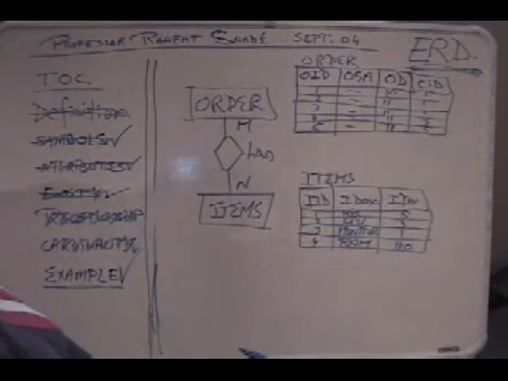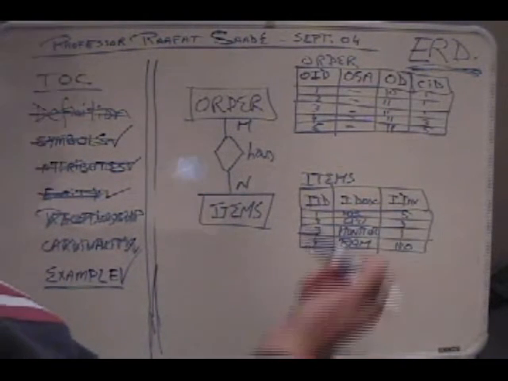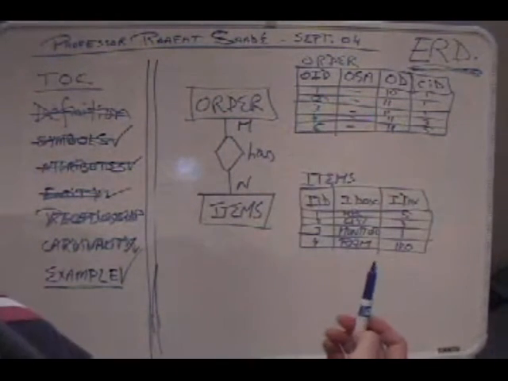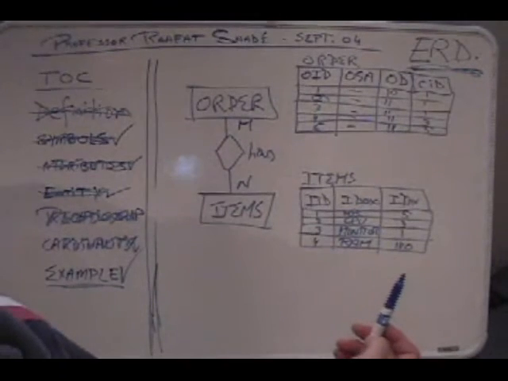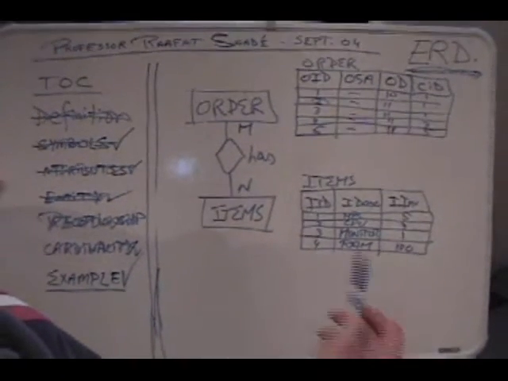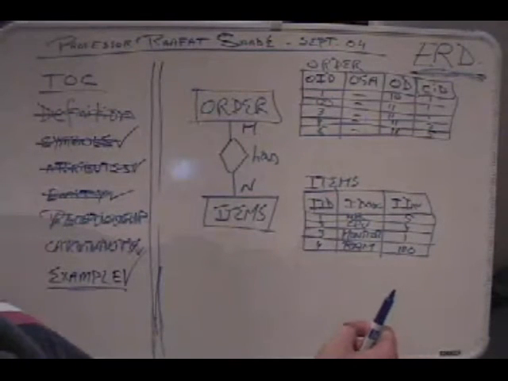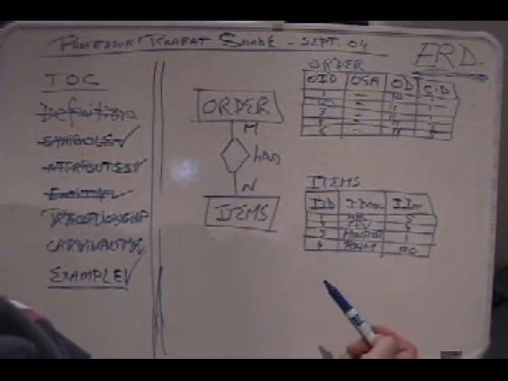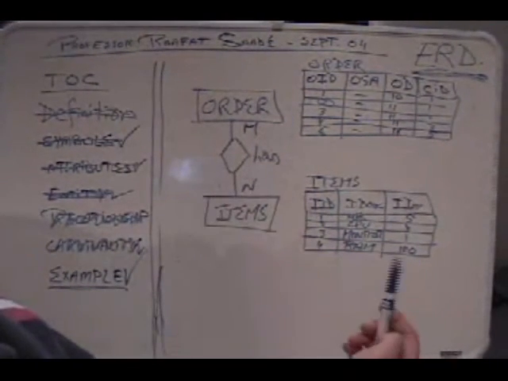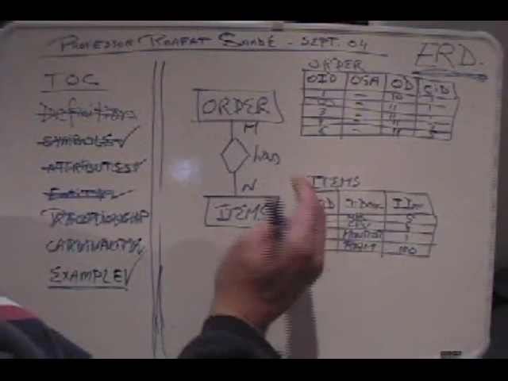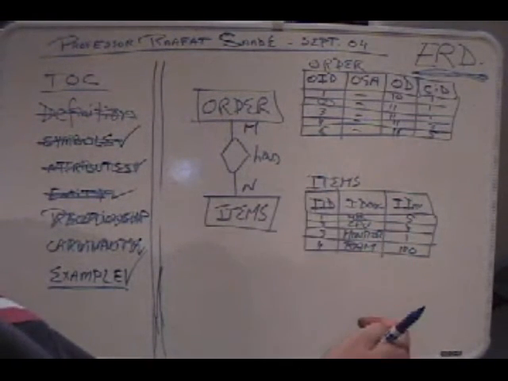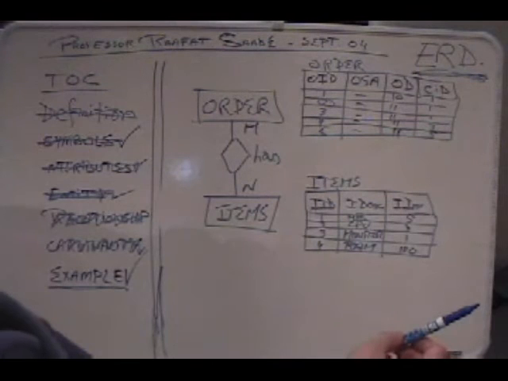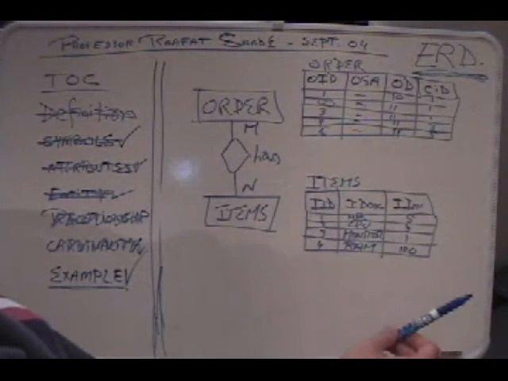Now, how do we relate those two together? We know there's an order. Let's take, for example, order number 2. How do we know what is in order number 2? What are the items? We don't know. There's nowhere here that tells us. If we do the same thing as we did before, where a customer places an order, we take the primary key from the entity of the one side of the relationship and put it in the entity of the many side of the relationship, then where's the one side of the relationship here?